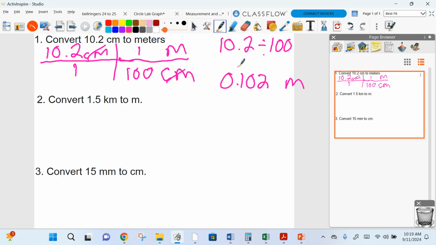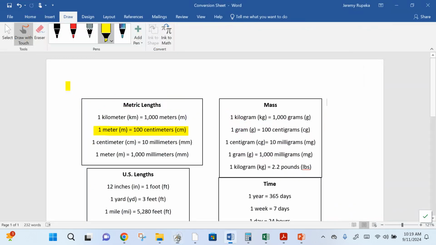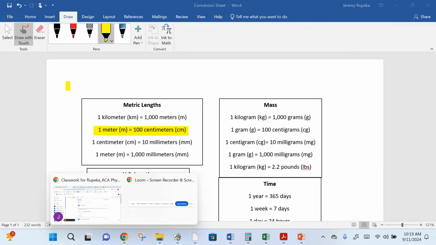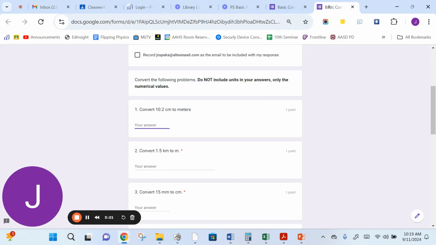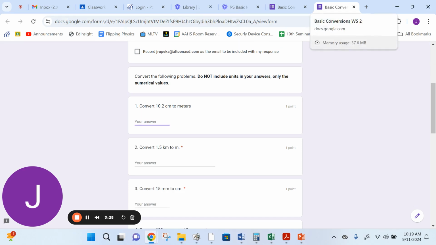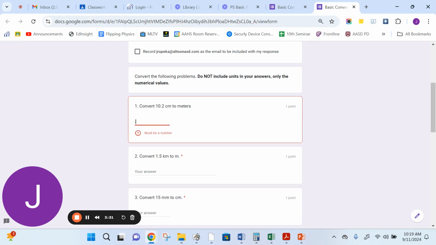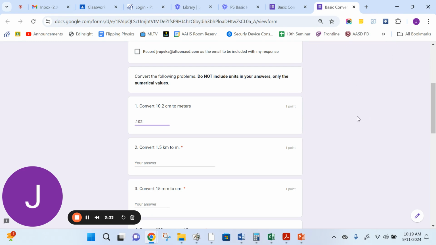Do not put any units in the form, because if you have extra spaces, then you end up with different problems. So in the Google form, I'm putting in 0.102, or I could put in .102. Either one is fine.